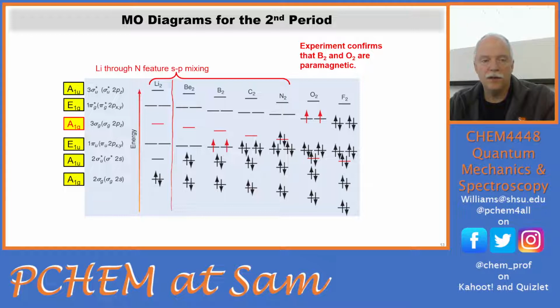And here are the symmetries, and we're going to follow that A1G level, that PZ interaction. And you see it shows up way over here. It shows up below that pi bond in fluorine. So fluorine and oxygen have that sigma bond below the pi bond. And then for lithium through nitrogen, because of sp mixing, we have that sigma level above the pi bond.